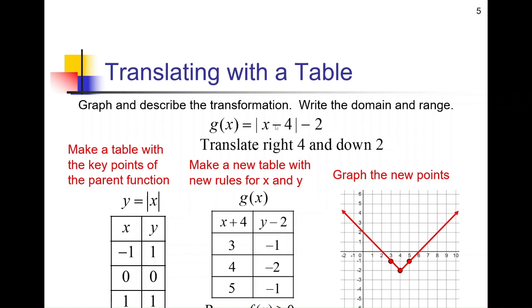It can't be negative. But since I have this negative 2 over here, I can throw that in. And now I see, doing it this way, using 0 as a stand-in for the absolute value, that we're greater than or equal to negative 2 for the range on this one.